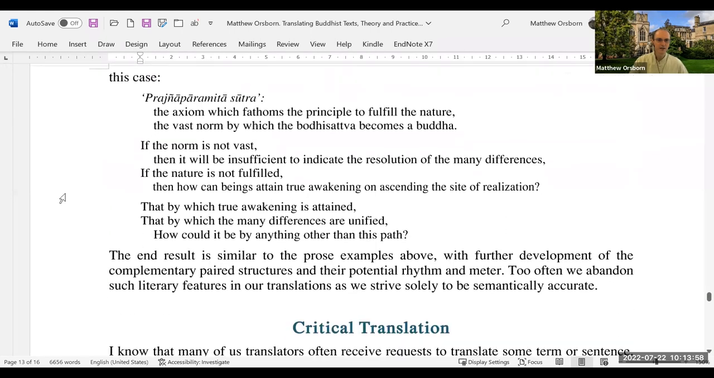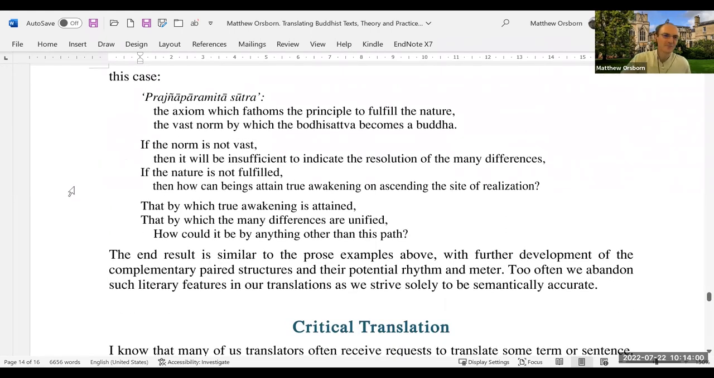So in this case, this is not very good, but anyway, the Prajnaparamita Sutra, the axiom which fathoms the principle to fulfill the nature, the vast norm by which the bodhisattva becomes a Buddha. If the norm is not vast, then it will be insufficient to indicate the resolution of the many differences. If the nature is not fulfilled, then how can beings attain true awakening on ascending the site of realization? That by which true awakening is attained, that by which the many differences are unified, how could it be anything other than this path?